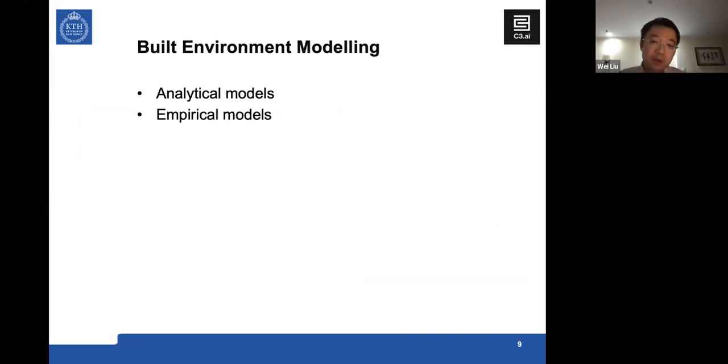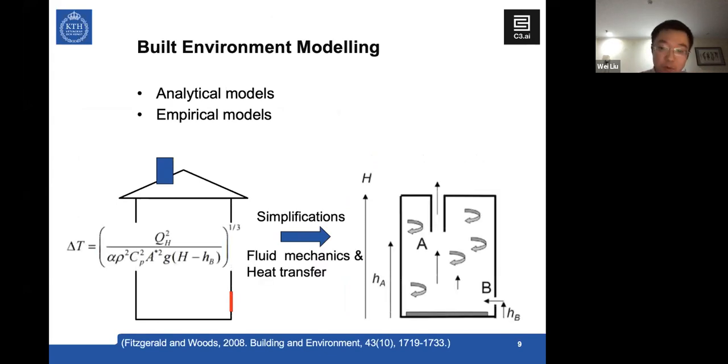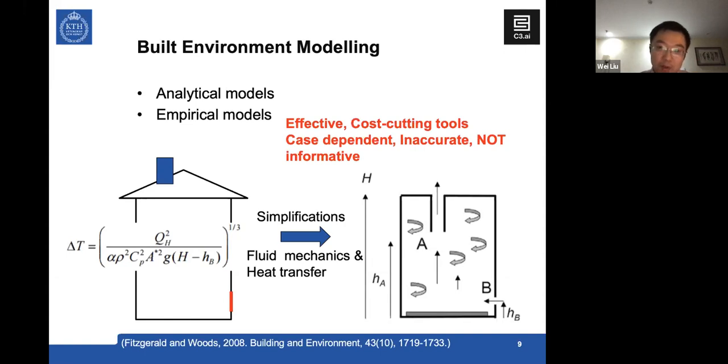And to model the built environment, the earliest methods apply analytical models and empirical models. The analytical ones use simplifications in both the geometry and the flow boundary conditions to obtain a solution based on the fundamental equations of fluid mechanics and heat transfer. And the development of empirical models also adopts data from experimental measurements or advanced computer simulations. Those two methods are effective cost-cutting tools, but they are case-dependent, inaccurate, and not informative.